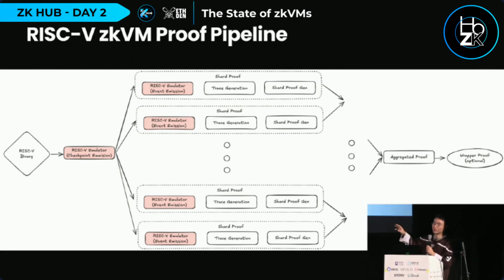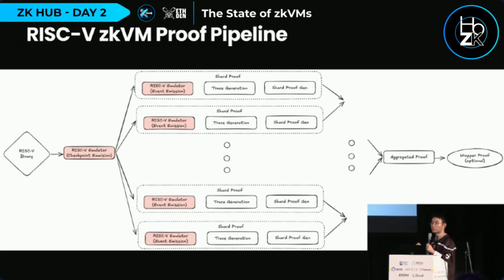So on the very left, you have your target application program you want to prove, a RISC-V binary. In case of EVM blocks, it's a Rust code base that's validating your EVM blocks. So once you have a target program to prove, you load it into a RISC-V emulator to generate all the checkpoints. Once you have the checkpoints, you basically partition the whole execution, the whole instruction set or sequence of the instructions into multiple partitions. And each partition is called a shard, and you generate a shard proof for each partition. And finally, on the right, you aggregate all the shard proofs into one aggregated proof.